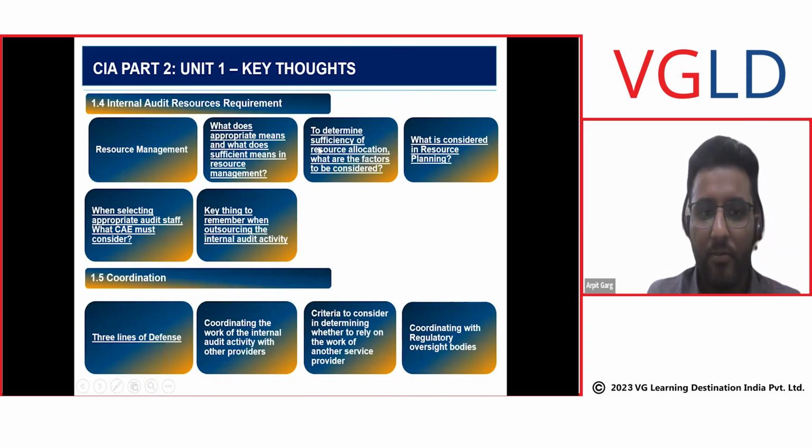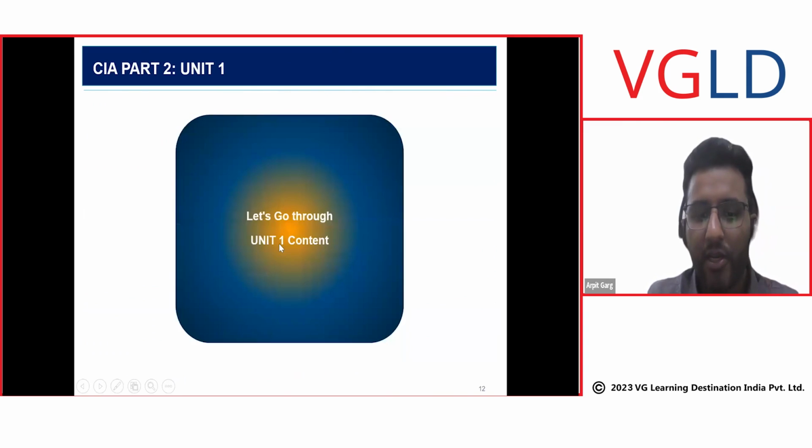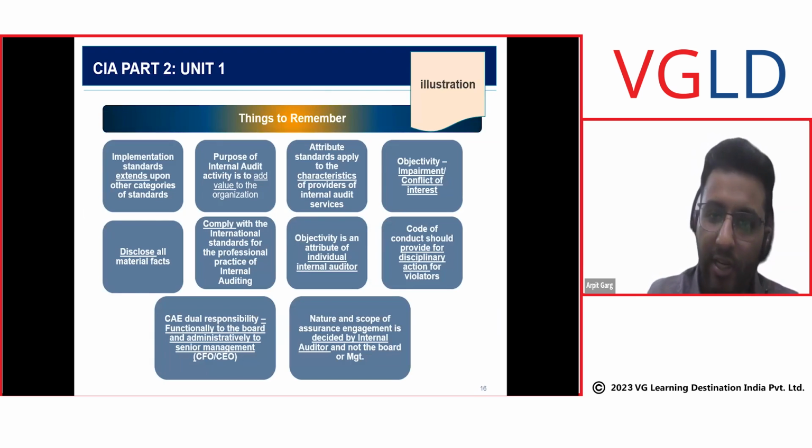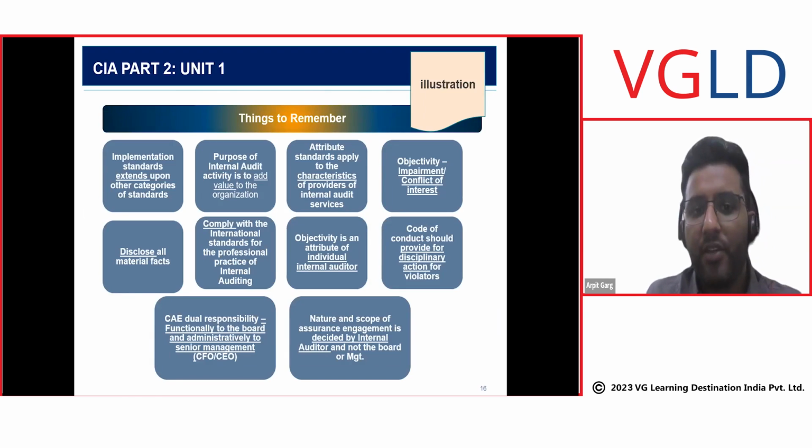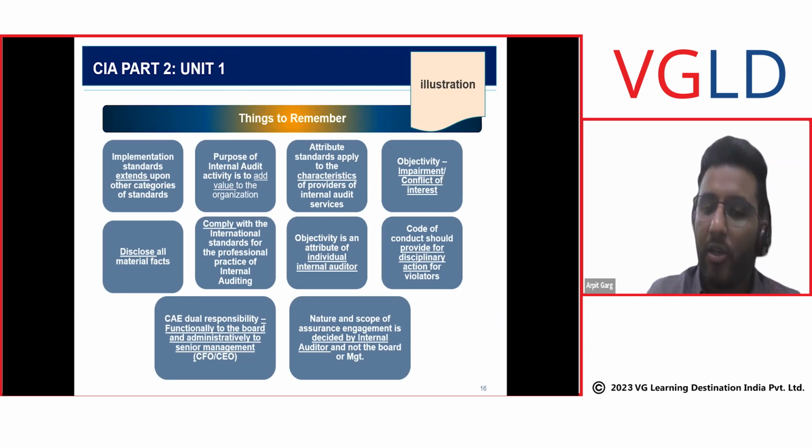Then we look at what is key and important in each of those subunits, we go through some of the slides, and then we go through the content in detail. The GLIM content, we read word by word, everything, and then we wind up the session with things to remember. So folks, this is the pattern of the session series.